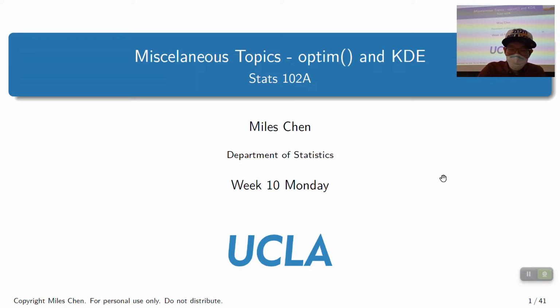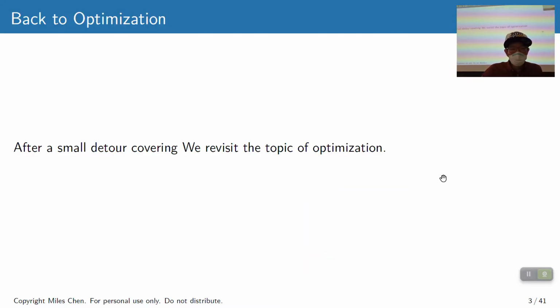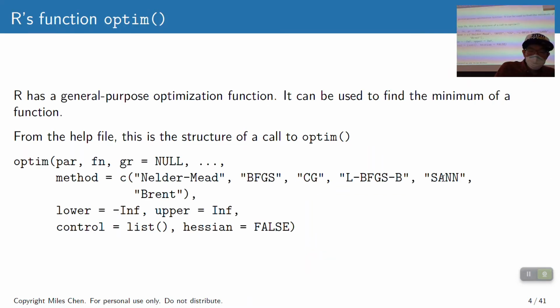Okay, well, we'll take a look. All right, so we'll revisit this topic of optimization. There is this general purpose optimization function called optim, and we use it to find the minimum of a function. If you want to use it to find the maximum of a function, you just multiply your function by -1, and then you find the minimum of that function, and that will be the same as finding the maximum of the other function.